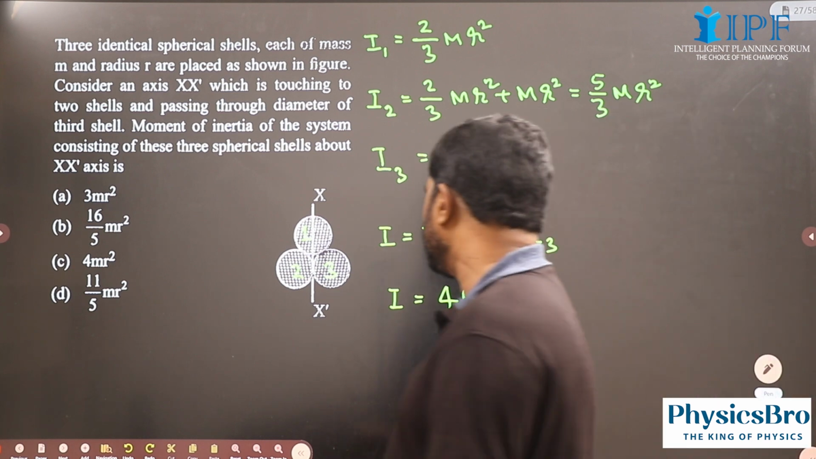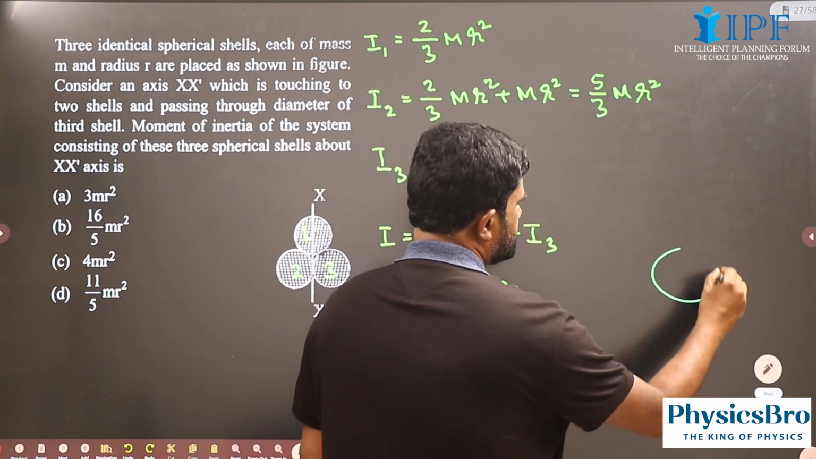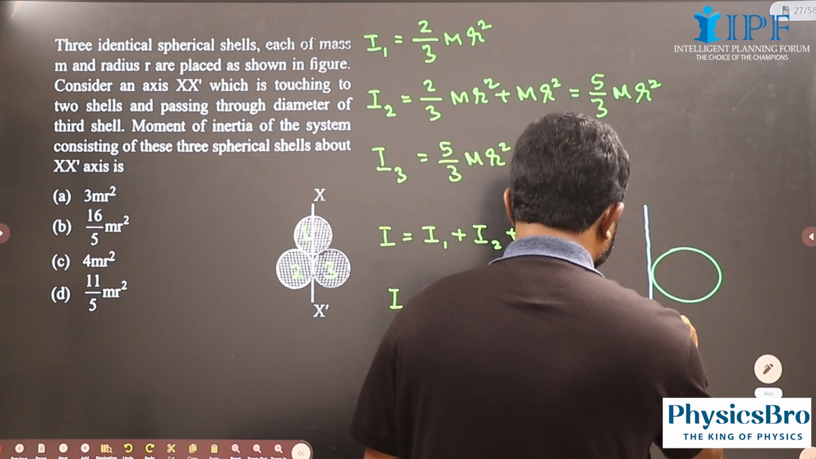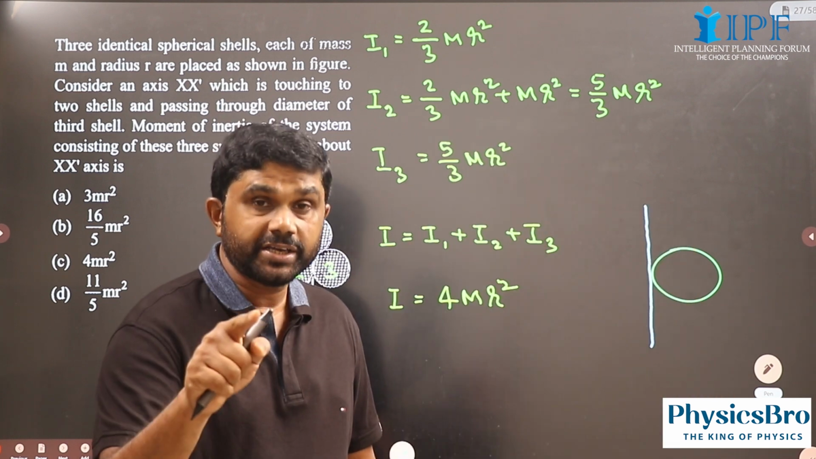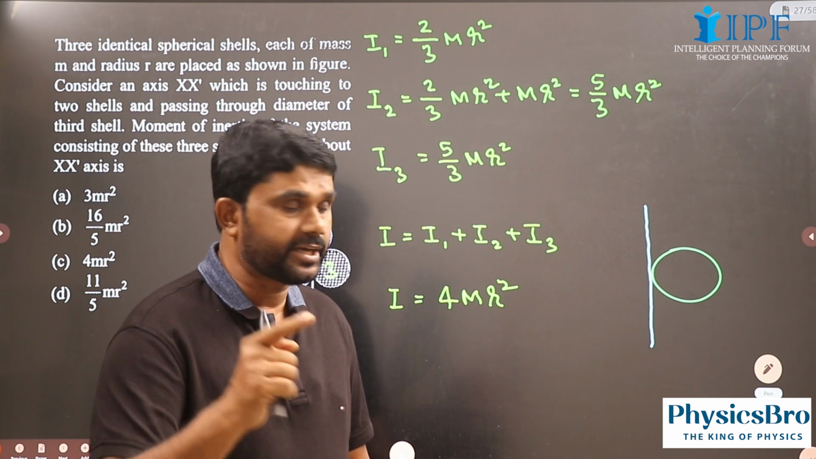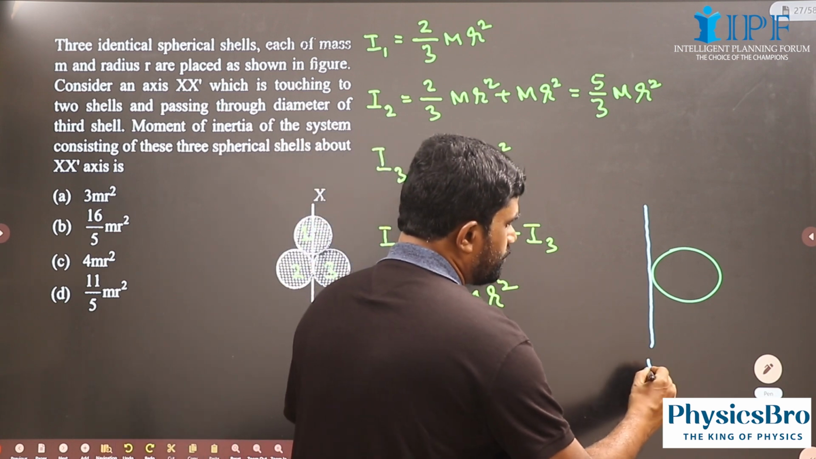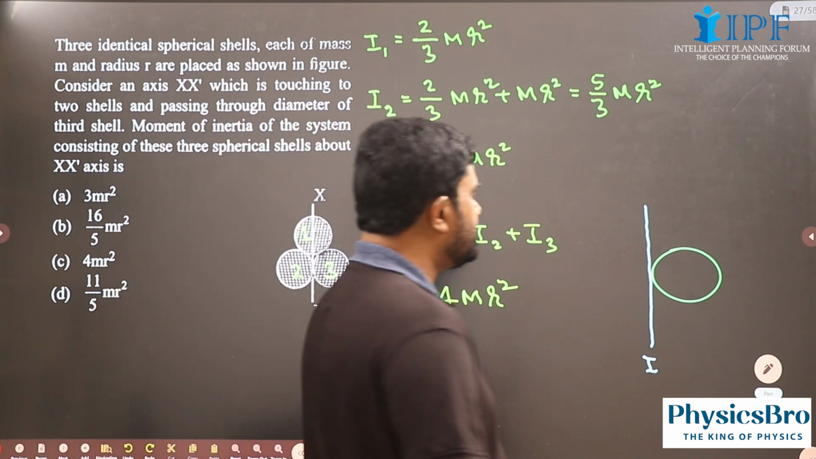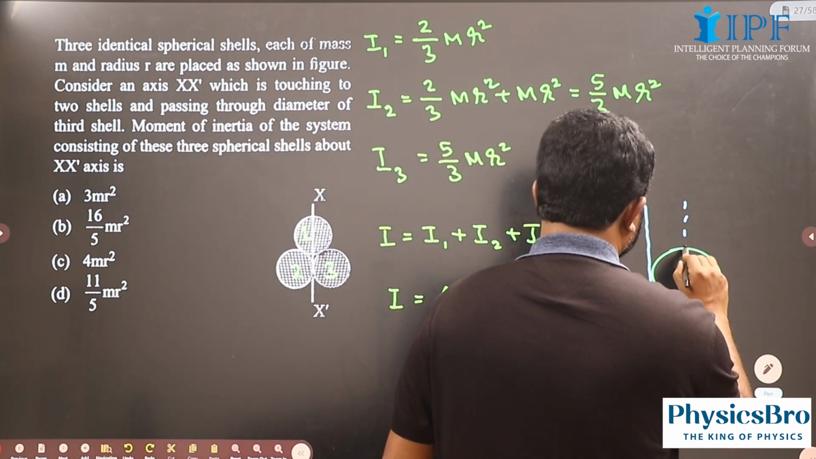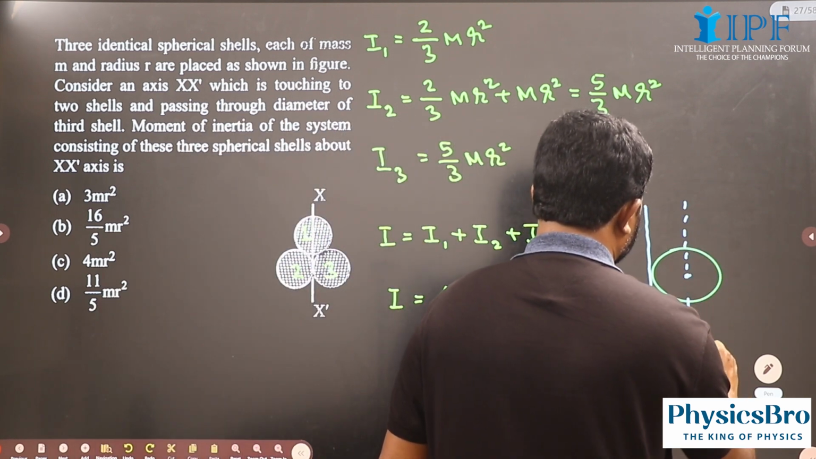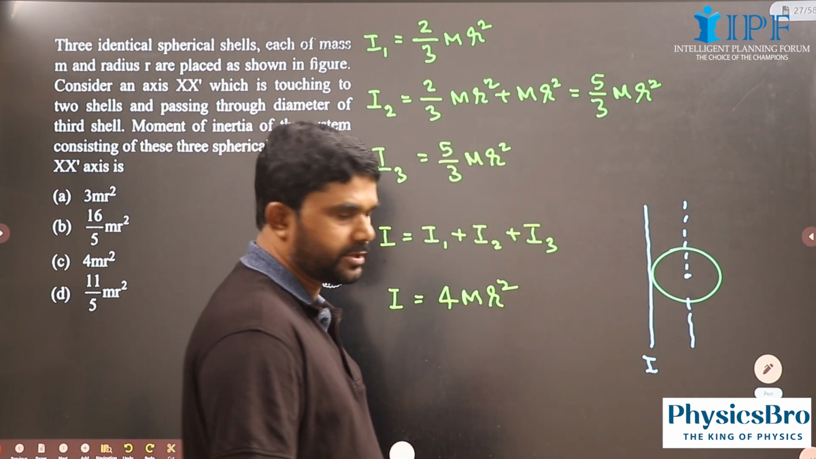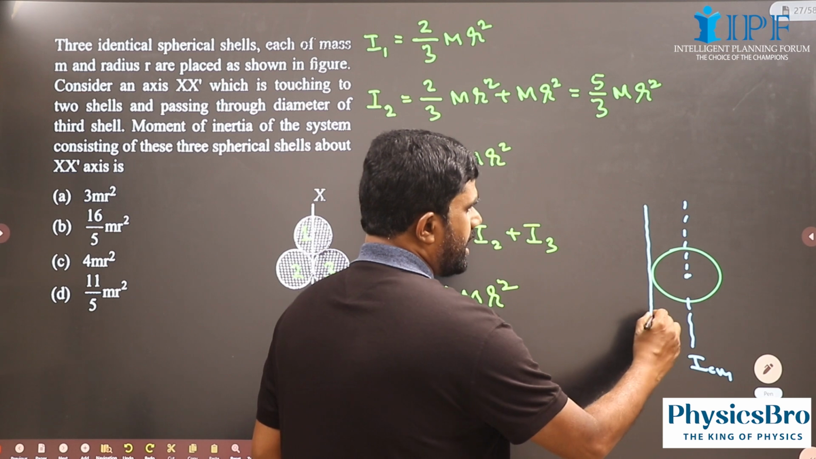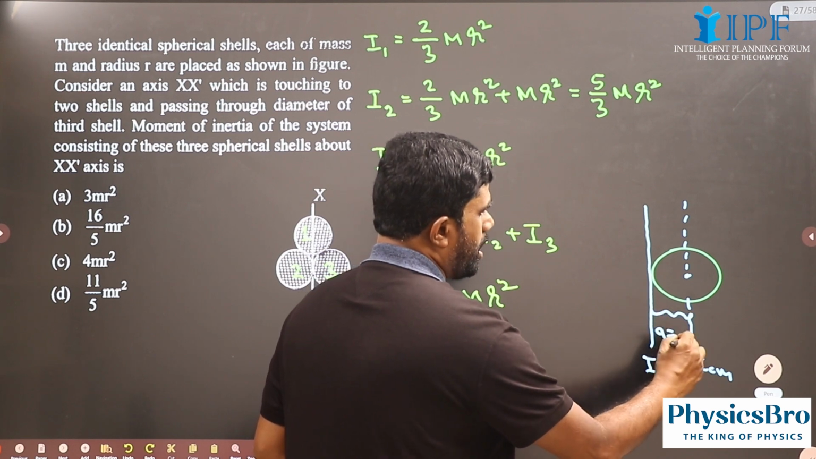This is the shell, and we want to find the moment of inertia about this tangent. We have to apply the parallel axis theorem. This is the axis about which we have to find the moment of inertia. Consider an axis parallel to the given axis and passing through the center of mass. That will be a diameter. So this is I_cm, and this distance a is equal to r.